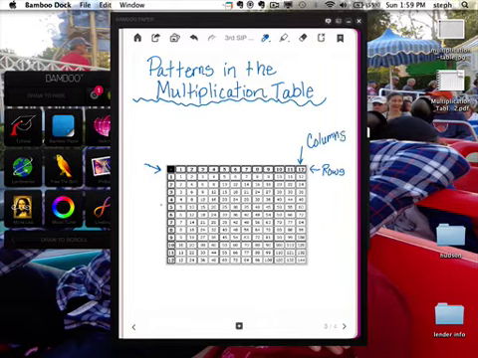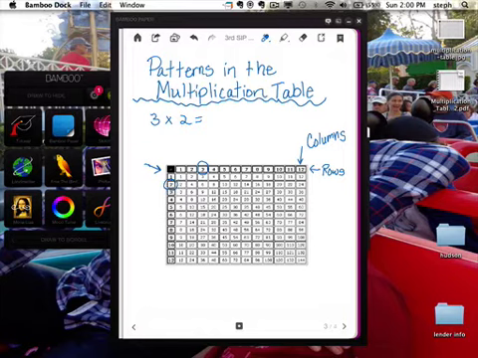If you are looking for the answer to a multiplication problem, what you do is you look at the two factors. So let's say we wanted to find out what 3 times 2 is. First I look on my top row. I look for my 3. I'm going to circle that. And then I look for my 2 on the column going down, and I'm going to circle that.